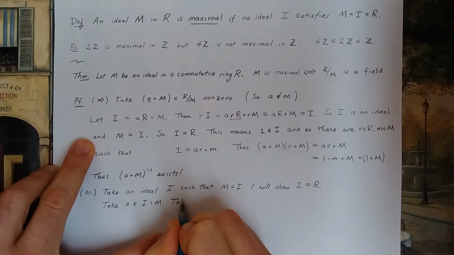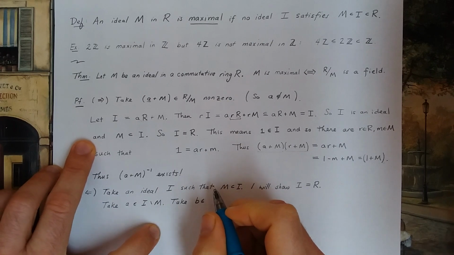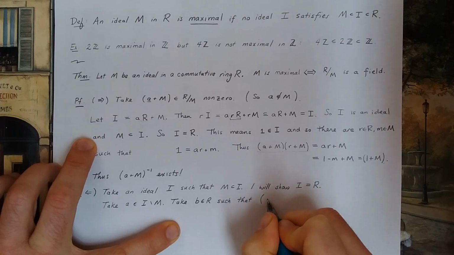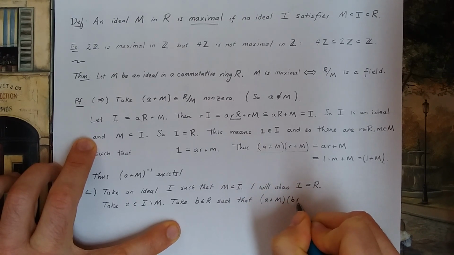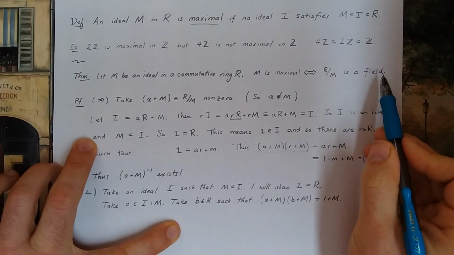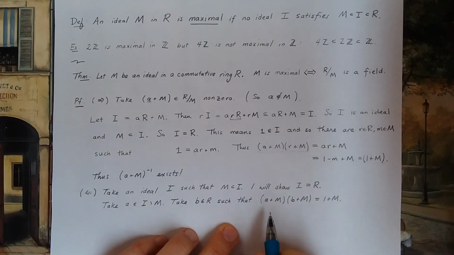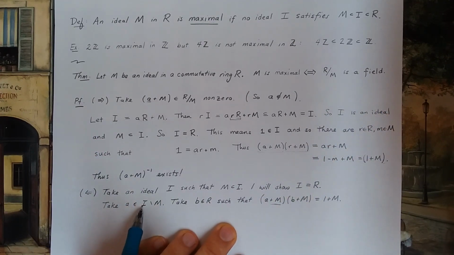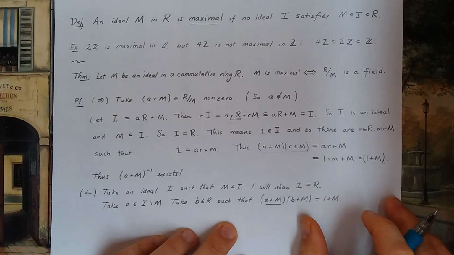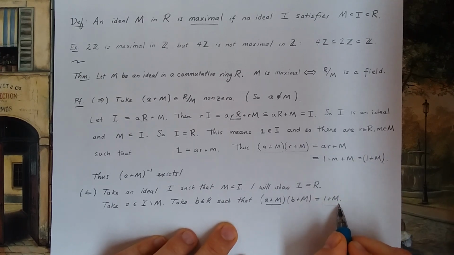And then I'm going to take a b in the ring such that a plus M times b plus M is 1 plus M. I'm using the fact that I have a field. That means that every non-zero element, that's why I took a to be in I but not M, this is a non-zero element. Every non-zero element has a multiplicative inverse. Let's call it b plus M. Now, 1 is in here. So 1 happens to be in this coset.